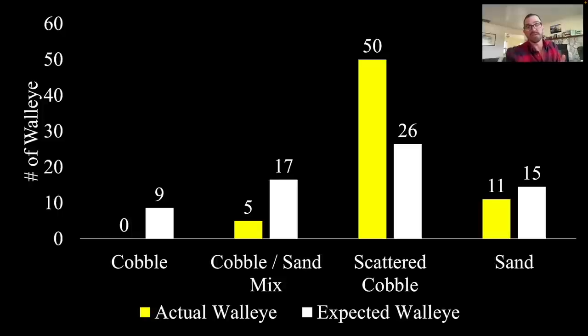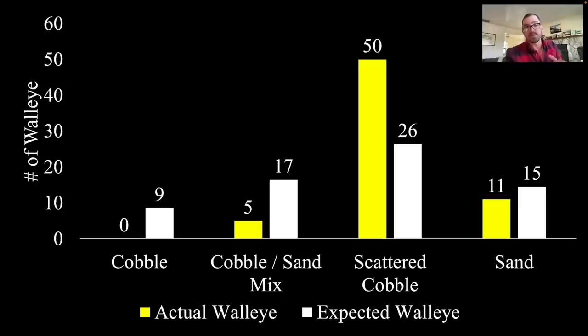So if you're out there looking for walleye and you're jigging and you can feel the bottom a lot of times through your gear, if you're really hitting a lot of hard rock and cobble, maybe try to move somewhere else where there's a little bit of a softer bottom with intermittent contact with boulders. It lets you know that you're more in that typical scattered cobble habitat that these walleye seem to prefer.